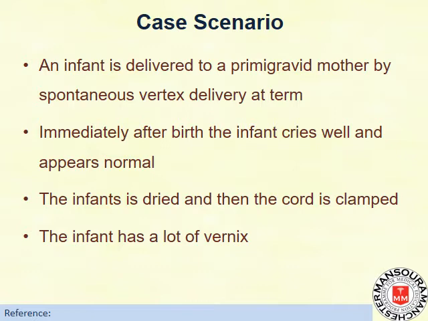Let's start with a case scenario. An infant is delivered to a primigravida mother by spontaneous vertex delivery at term. Immediately after birth, the infant cries well and appears normal. The infant is dried and then the cord is clamped. The infant has a lot of vernix.